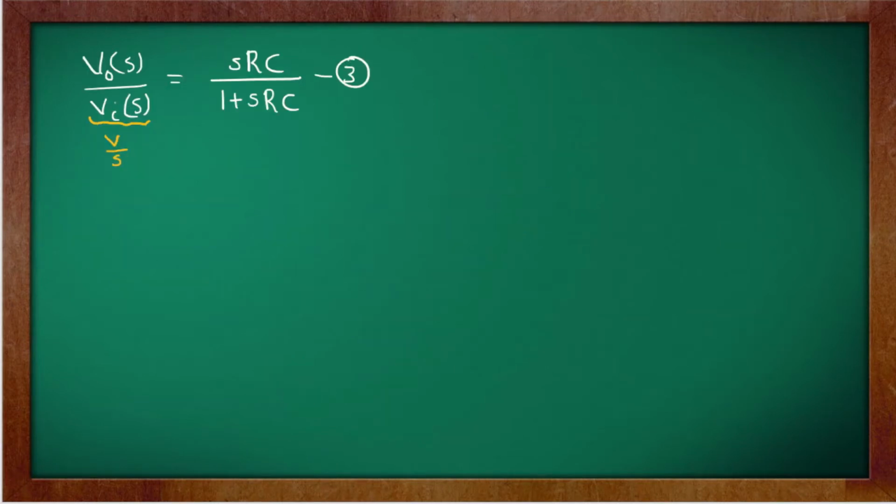Why? Because it is a step function. So it is V by S. So I can write this as V naught of S divided by Vi of S. What is Vi of S? It is V by S, equal to SRC divided by 1 plus SRC.